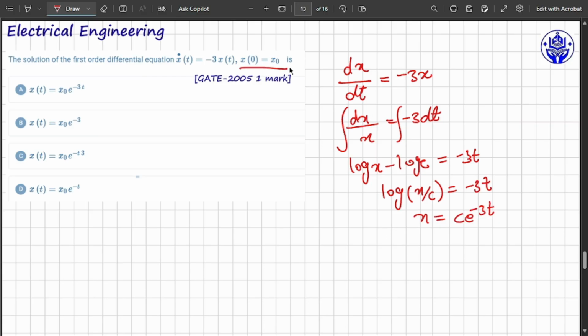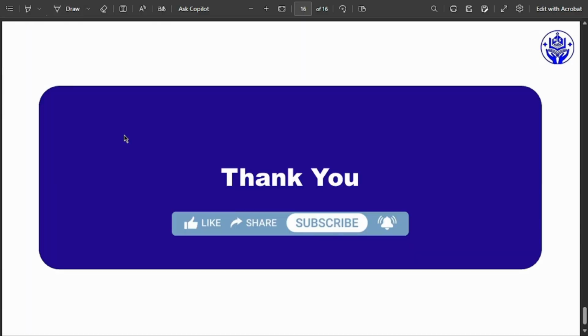Now we have this differential equation. Then we can just write x equals x0 e to the power of minus 3t. This one is the correct answer. So this is all about the question.